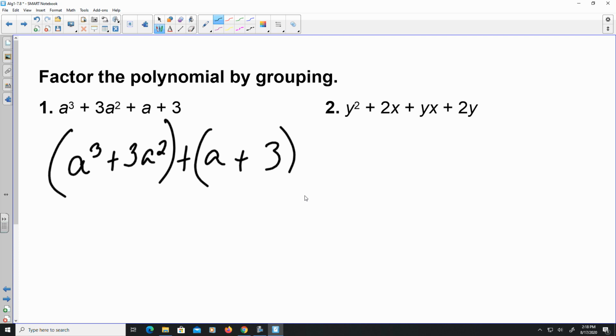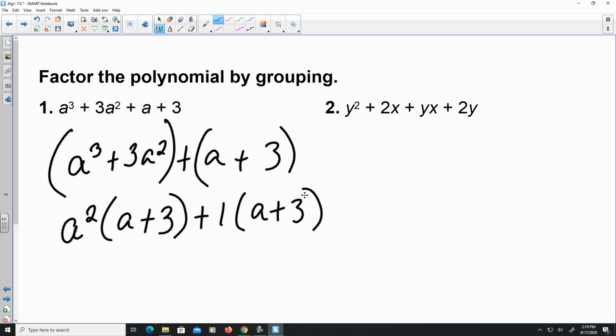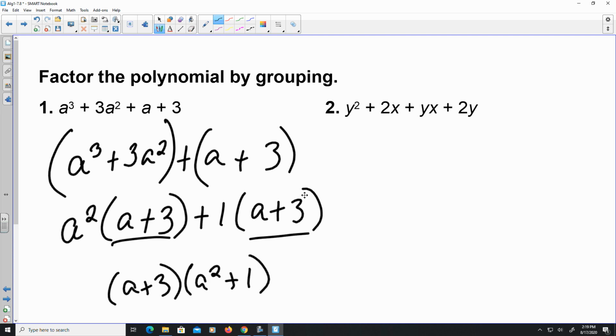Here I can factor out an a squared, and then this turns into a plus 3. Now put the plus here. Now between a plus 3, you can't factor anything because there's nothing in common. So I'm just going to leave 1 on the outside, and I'm just going to write it as a plus 3. Are these the same? Yes, that means we have our common binomial. So now I am writing it as a plus 3 times the quantity of a squared plus 1. This is almost a sum and difference pattern, but it's not because it's plus, not minus. So that is all that's left.